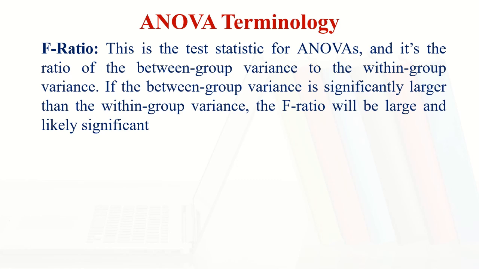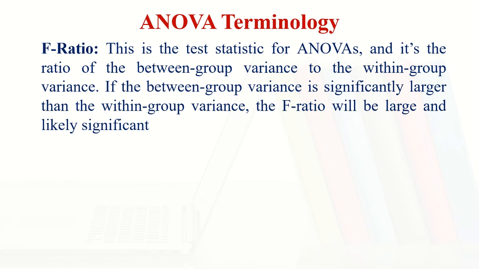If the between group variance is significantly large or big as compared to the within group variance, that F ratio will be large and likely significant. So this may be the result, right? In this way we will be able to know that on an average student score 65% marks.